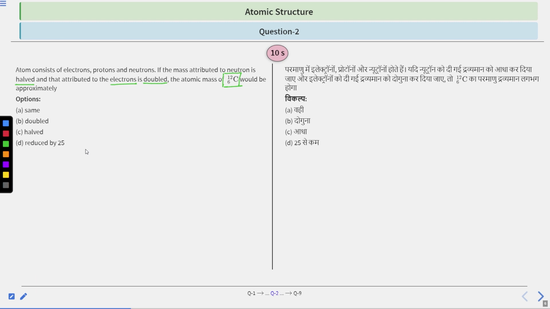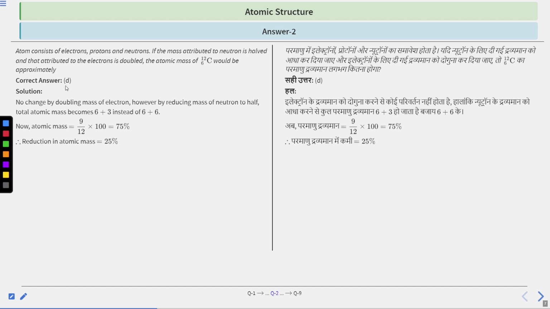So you have 10 seconds to solve this question. After that, we will see the answer. Okay, so let's see. The correct option is option D. No change by doubling mass of electron. So if we double the mass of electron, no change will happen.